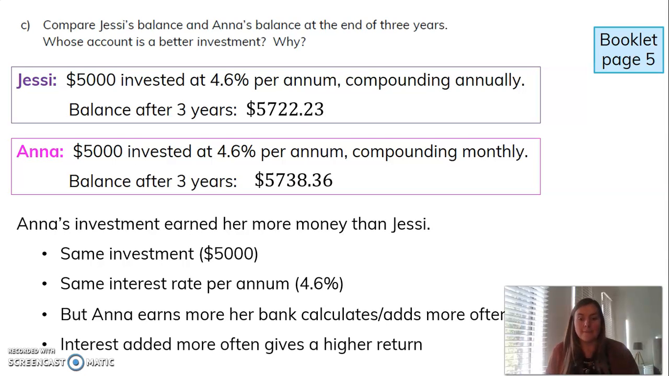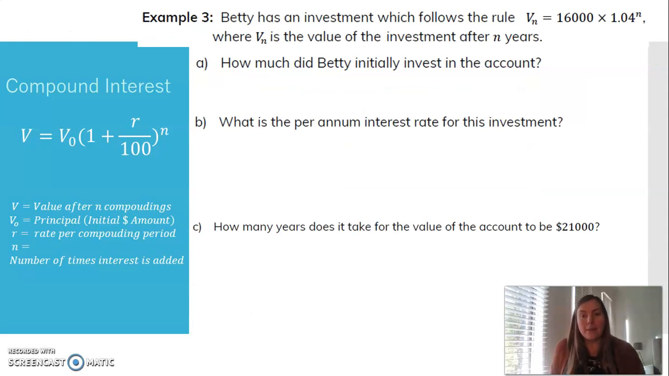All right. Example 3: Betty has an investment which follows the rule Vn equals 16,000 multiplied by 1.04 to the power of n, where Vn is the value of the investment after n years. So again, we're interpreting for this question. We're looking at the rule and hopefully understanding what means what in this, and we'll try and answer these questions.